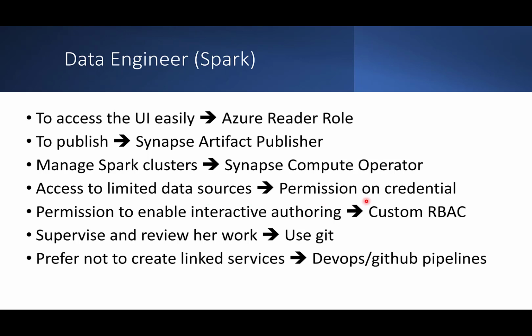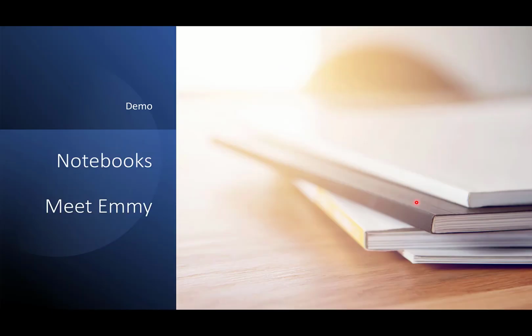Access to limited data source, permission on credentials, the same trick that we did with Omar before. Permission to enable interactive authoring, custom RBAC, the same thing. Supervise and review her work, use Git. The last point, I didn't spend much time on this one, so prefer not to create linked services. We will speak about this from the DevOps perspective. So we need to do this using DevOps pipelines or GitHub Actions, and I will highlight it at the beginning of our demo. Okay, so let's see the demo.